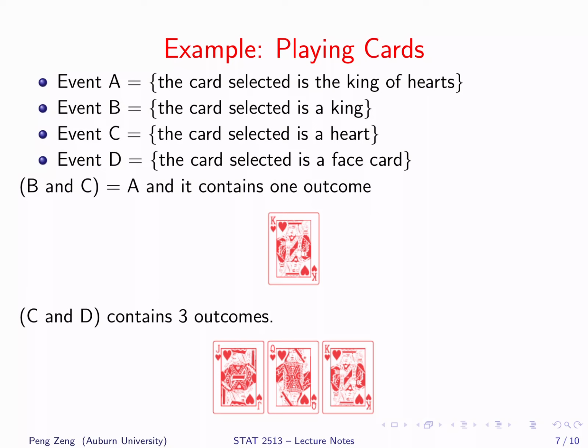What is the event C and D? We know that C has 13 cards, which are ace up to king of hearts. The event D requires face cards. Hence, we further pick out face cards from these 13 cards, which are Jack, Queen, and King of hearts. Hence, event C and D contains 3 cards.